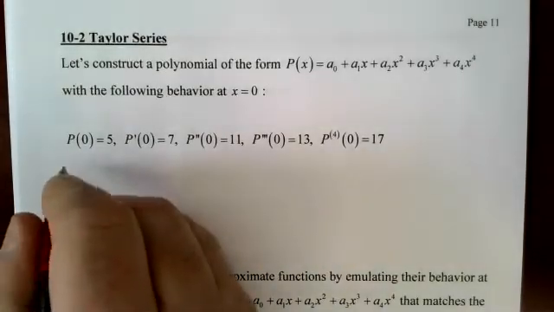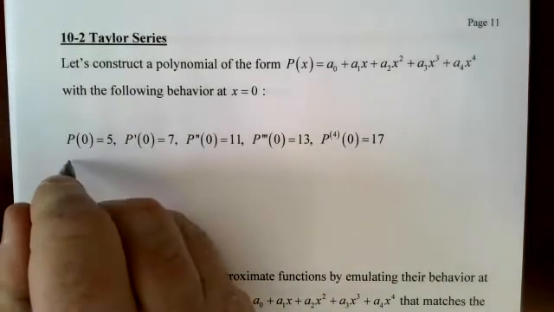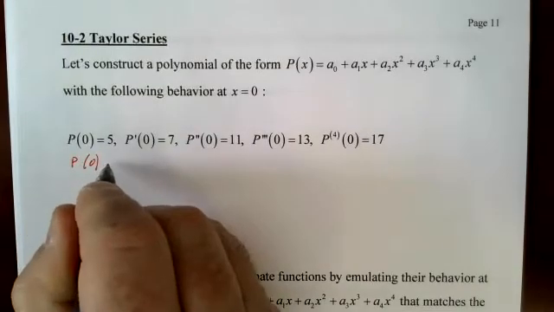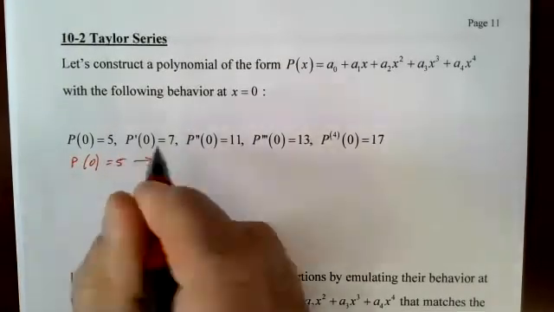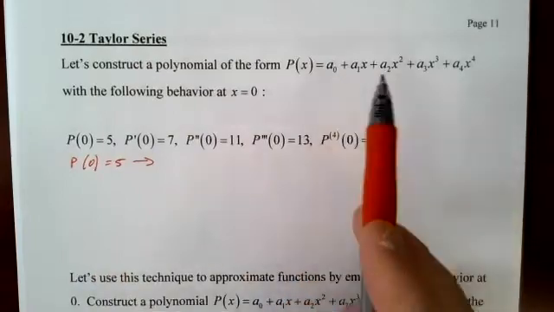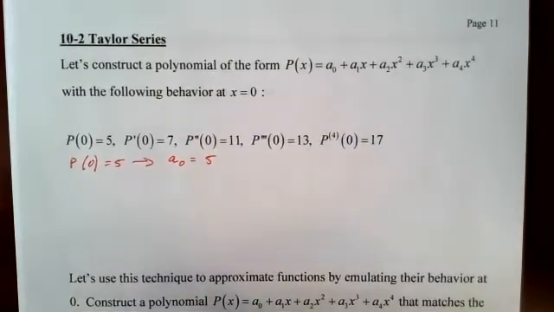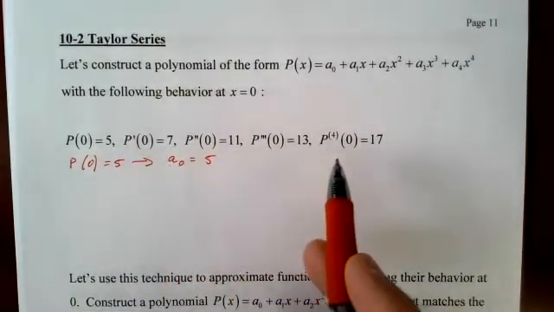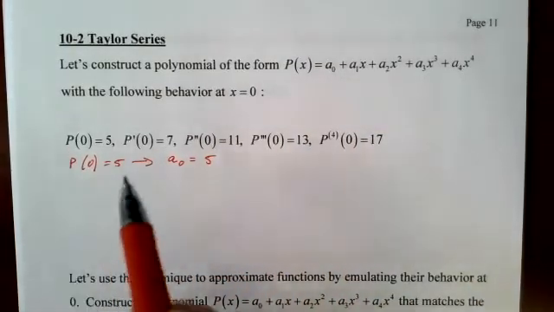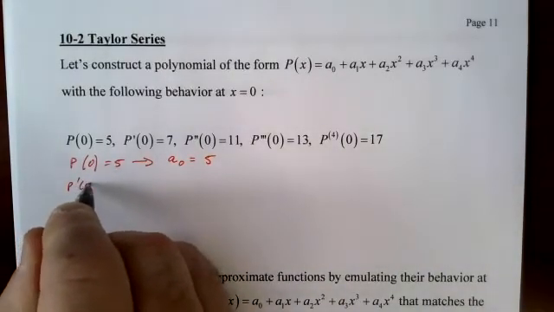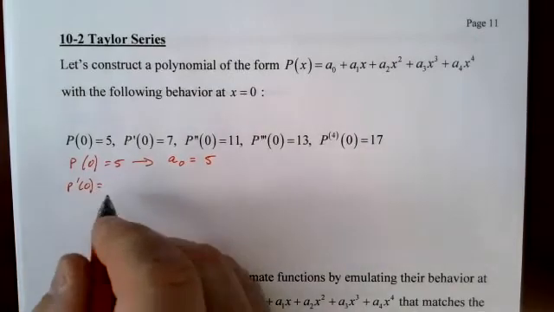So, again, with apologies for space, P of 0 equals 5. Plugging in 0, these all cancel. Then I know that a0 equals 5. You might think, well, they're all just, then it's 7, 11, 13. Plug them in, we're done. Yeah, we'll see. P prime of 0 equals 7.